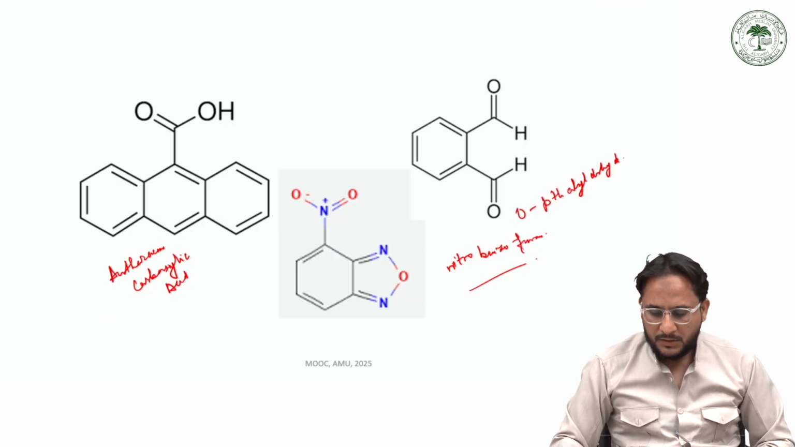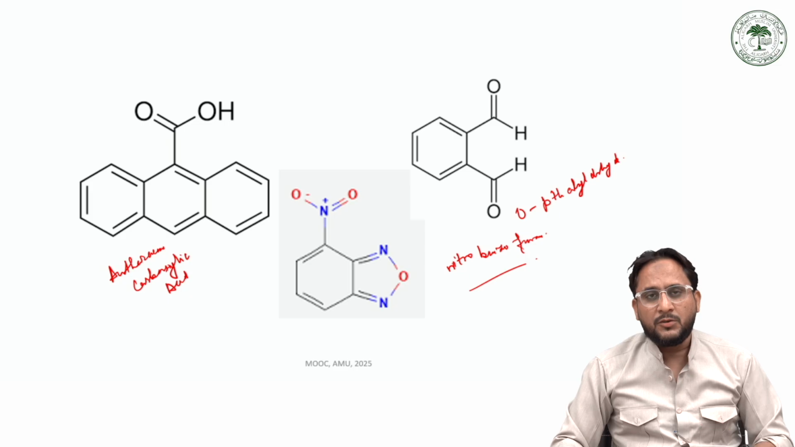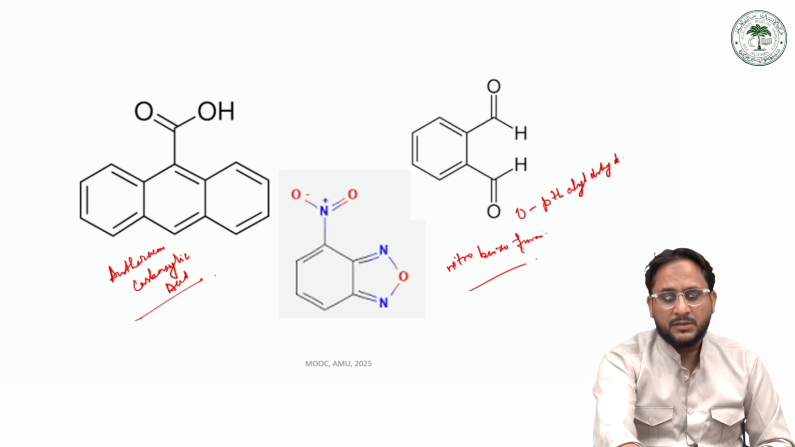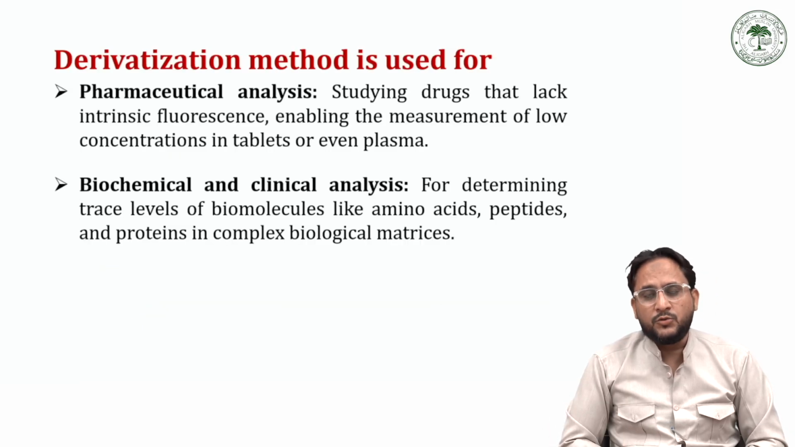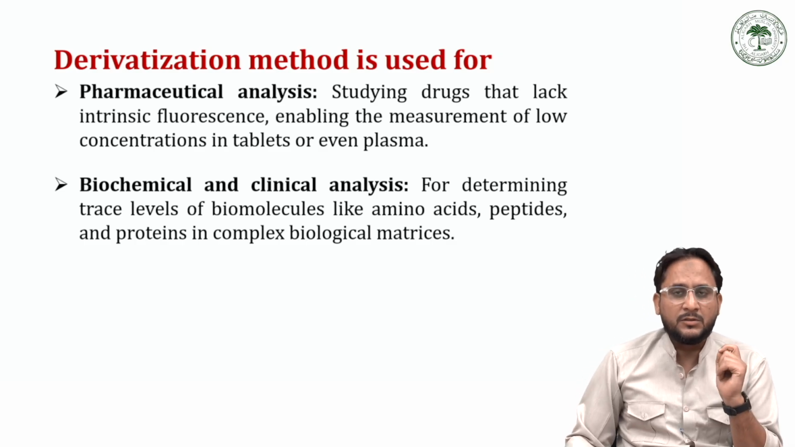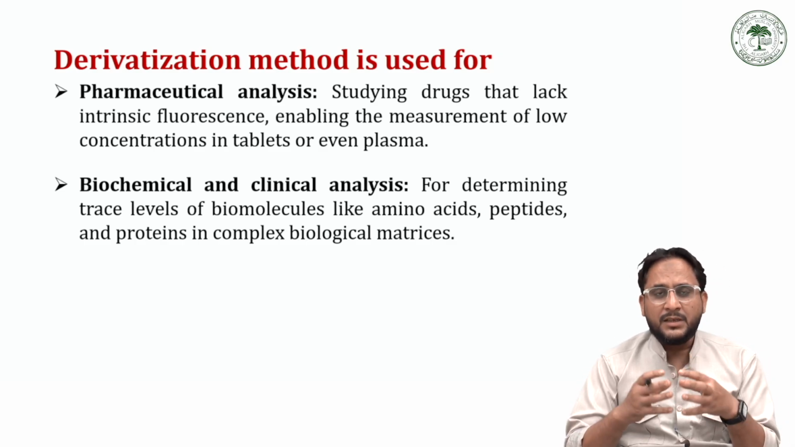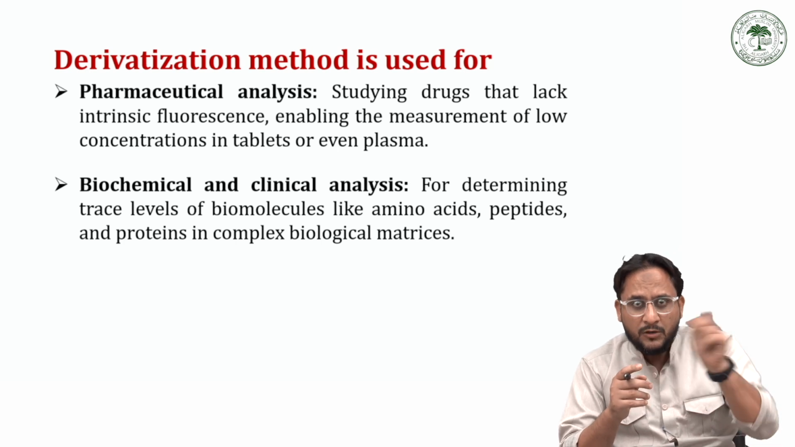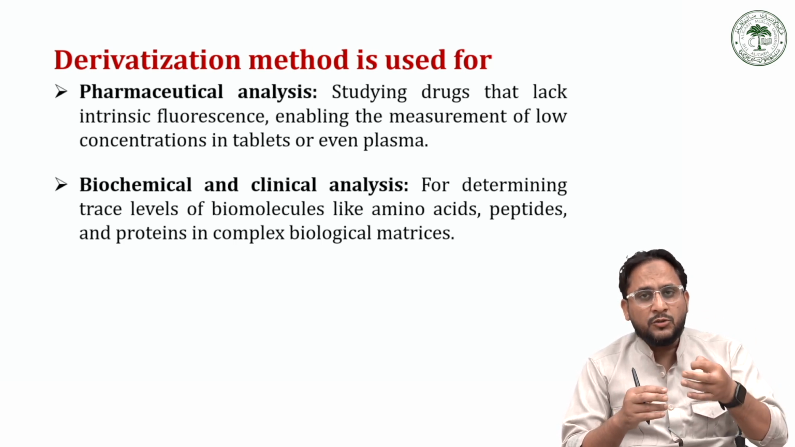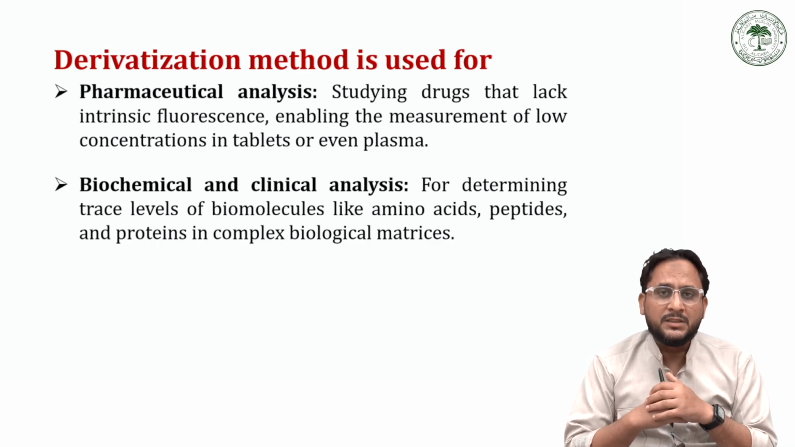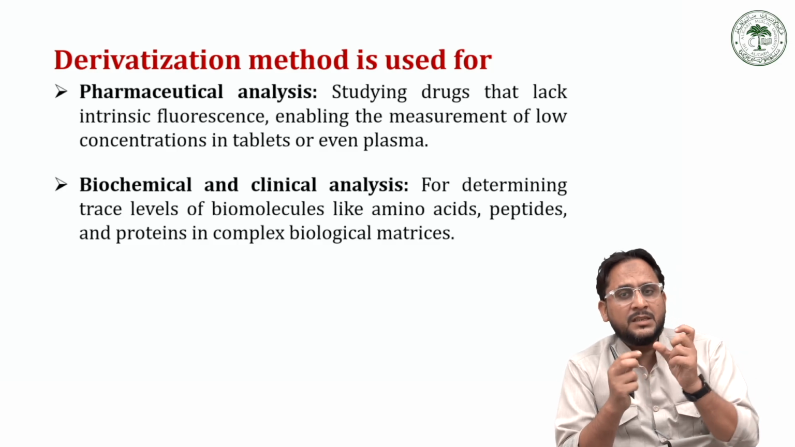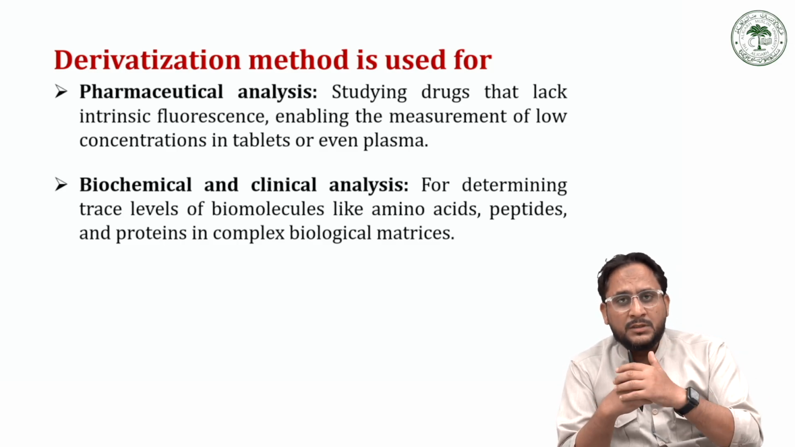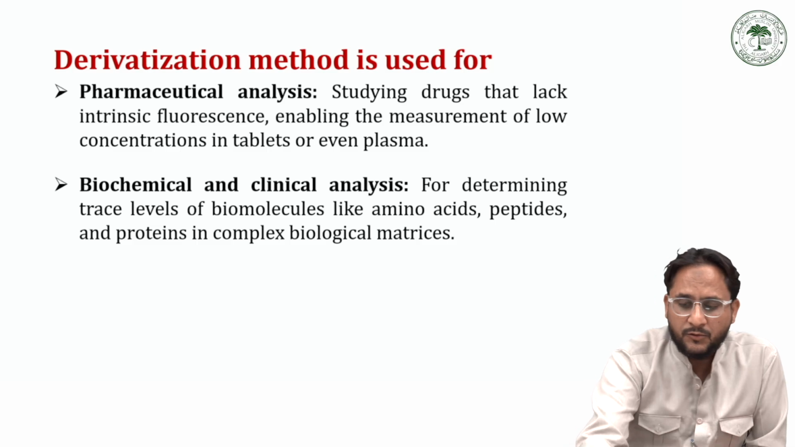These are the three compounds used to derivatize a non-fluorescent compound into a fluorescent compound: anthracene carboxylic acid, nitrobenzofuran, and orthophthalaldehyde. Now these derivatization methods are used for the following applications. As you know, derivatization methods are used for compounds that do not fluoresce naturally, so they are used for the analysis of pharmaceutical agents. It is specifically used in pharmaceutical sciences as well as medical sciences, because in pharmaceutical sciences there are drugs which lack intrinsic fluorescence.